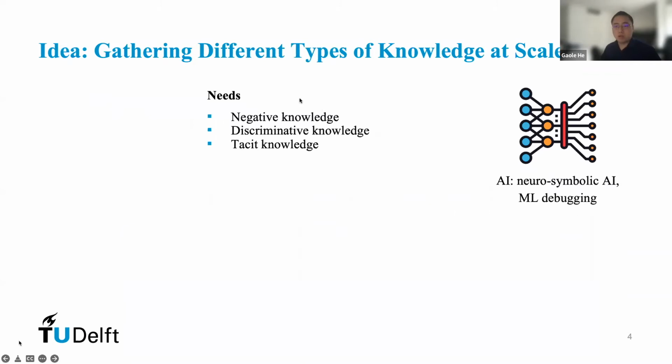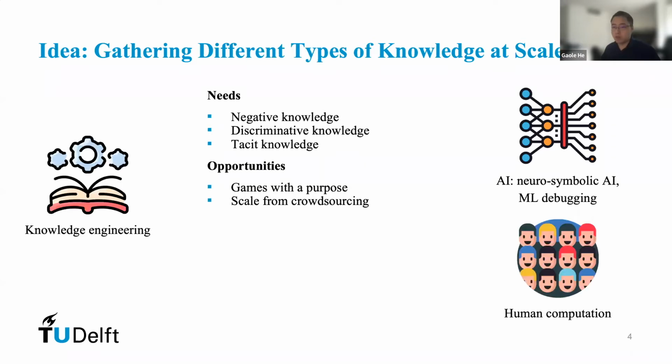Common sense knowledge may have renewed usage in the context of artificial intelligence, such as improving neurosymbolic AI and debugging machine learning models. In these usages, we need plural types of knowledge, such as negative, discriminative, and tacit knowledge, which are typically absent from existing large-scale knowledge bases. With the recent trends in human computation, there are new opportunities to collect such knowledge at scale.